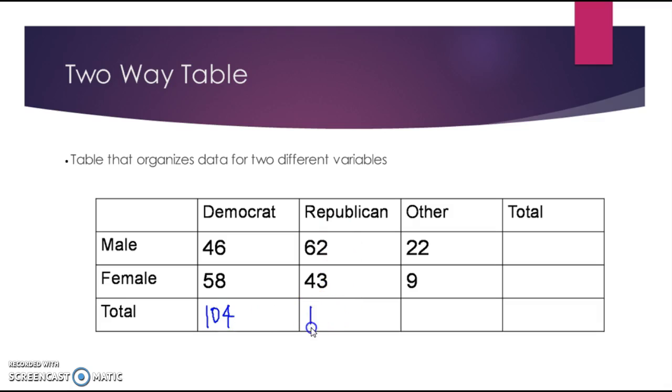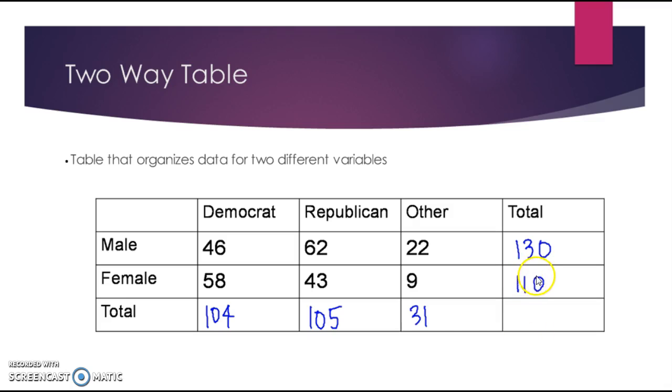62 and 43 is 105. And 22 and 9 is 31. 46 plus 62 plus 22, all the way across, gives us 130. 58, 43, and 9 gives us 110.